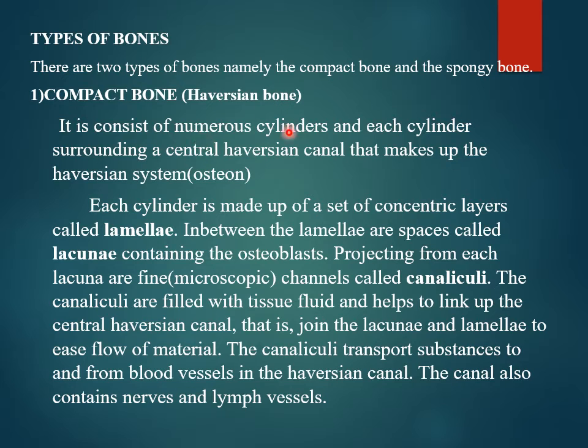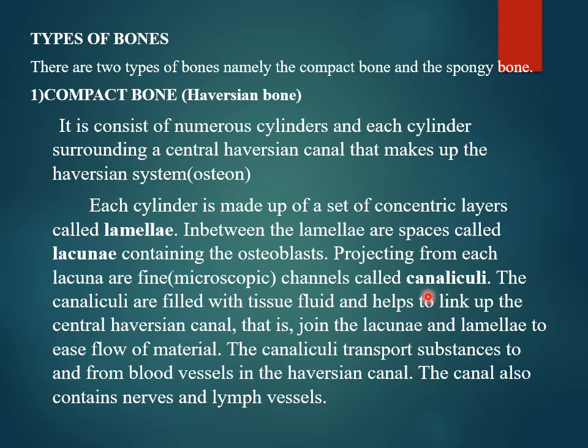It consists of numerous cylinders, and each cylinder surrounds a central Haversian canal that makes up the Haversian system, called osteon. Each cylinder is made up of a set of concentric layers called lamellae. In between the lamellae are spaces called lacunae, containing the osteocytes. Projecting from each lacuna are fine microscopic channels called canaliculi.